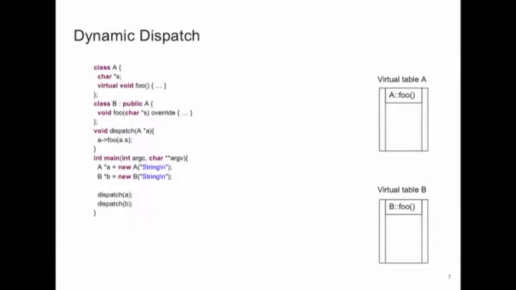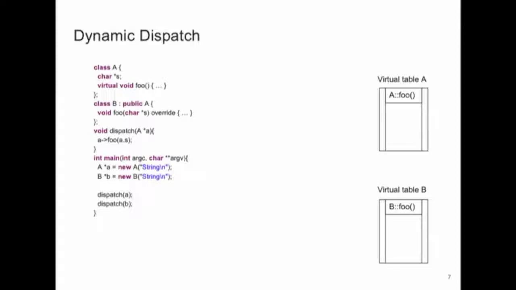I've mentioned the idea of virtual tables and virtual functions and virtual dispatch. So let's look at a code example to see how all this actually works in practice. We're going to use this example several times, so it's worth going through it in a little bit of detail. I've defined two classes. There's a class A, which has one member, which is just a string or a char star in this case. And then it has a virtual function.